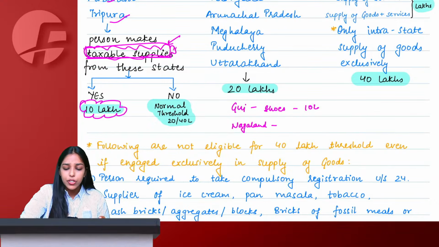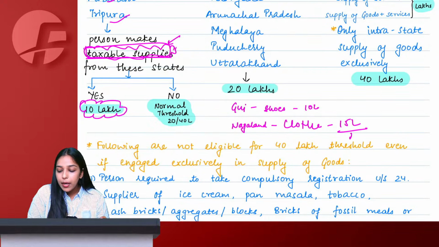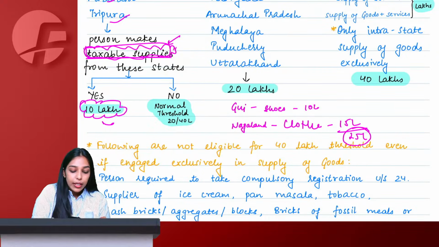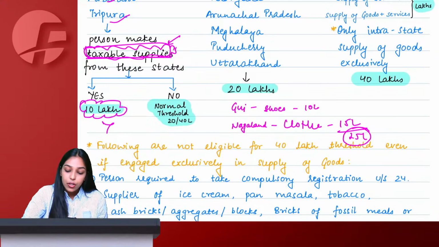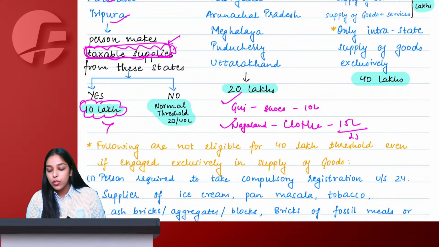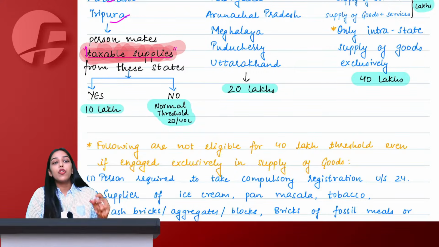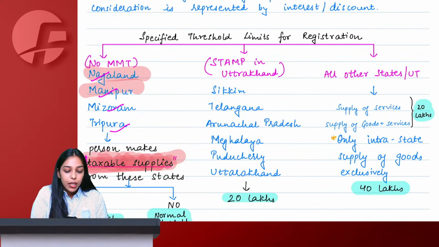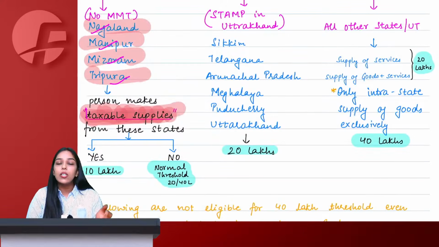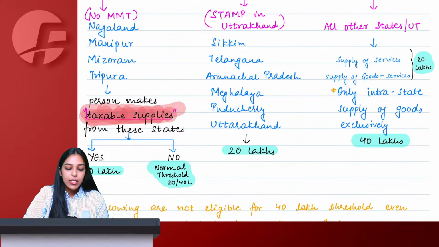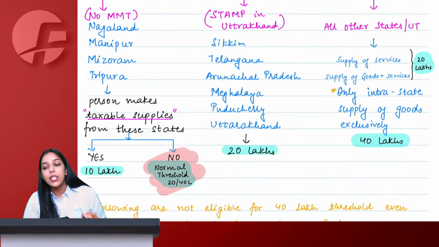But if in this same question from Nagaland I was selling clothes for 15 lakh, then my turnover is 25 lakh, which is more than 10 lakh, which means I have to take registration in Gujarat also and I have to take registration in Nagaland also. So if you make any taxable supply from NMMT, which is Nagaland, Manipur, Mizoram, Tripura, then your aggregate turnover limit is 10 lakh. If you are not making any taxable supply, then you check turnover based upon the normal limit of other states.